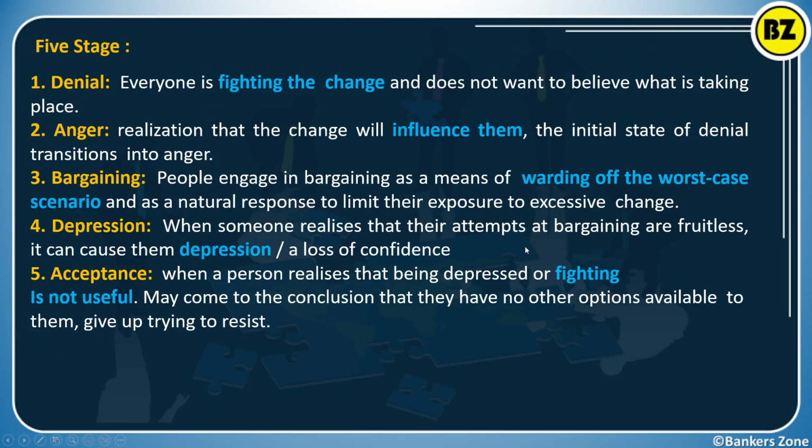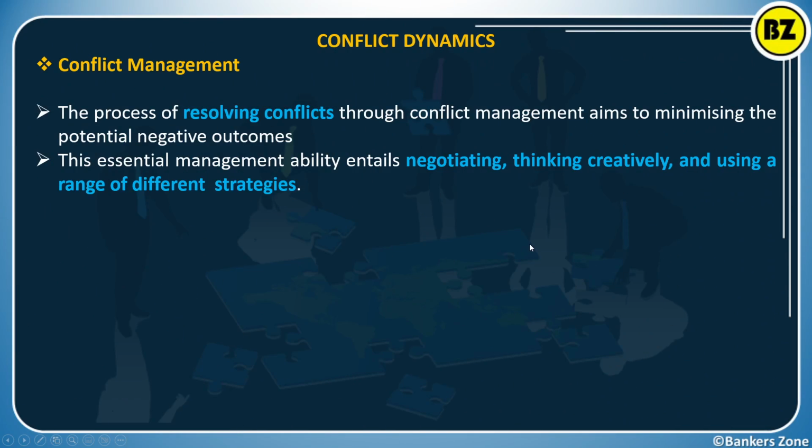Now, further, we have to discuss the next topic, that is conflict management. It is very interesting. See, everywhere there is conflict. When there are two people, they will talk, they will have disputes. That is what conflict is, right? Now, in our branches also we can observe conflicts, right? The process of resolving conflict through conflict management aims at minimizing the potential negative outcome. That means if there is a conflict, there is a chance that it will result in a negative outcome for the organization.